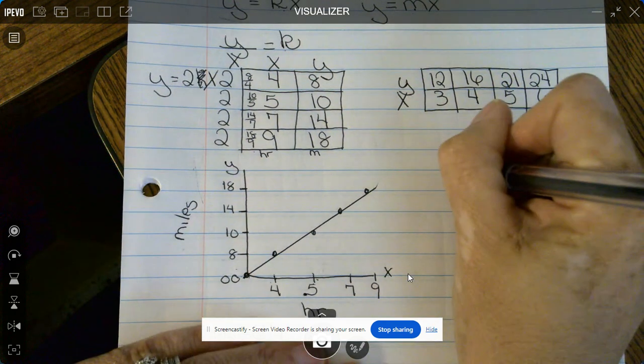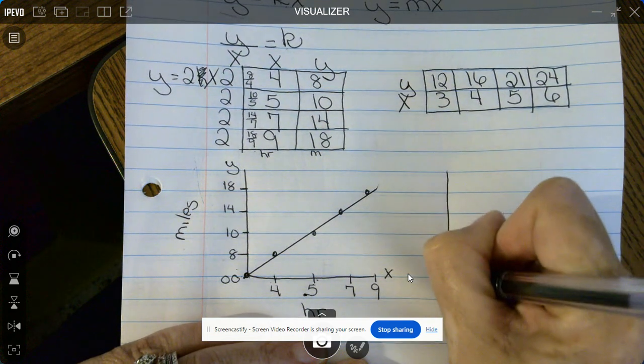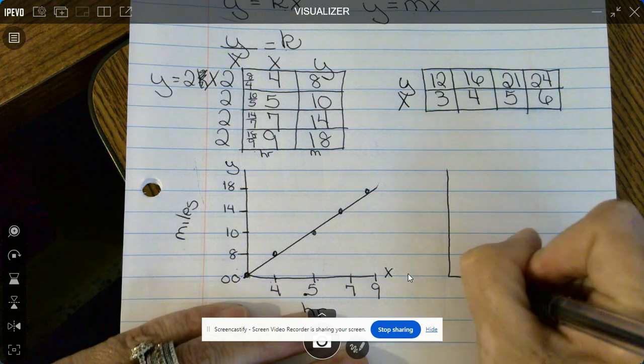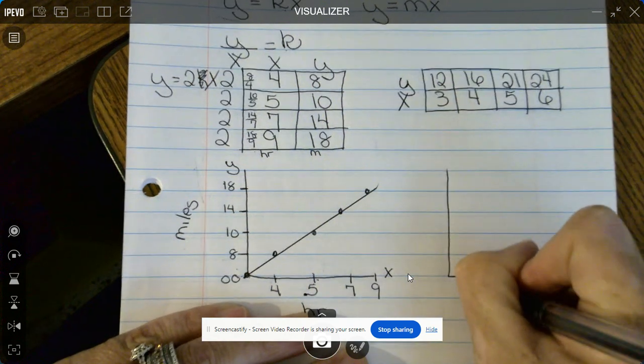It's not proportional. Now go ahead, you guys.